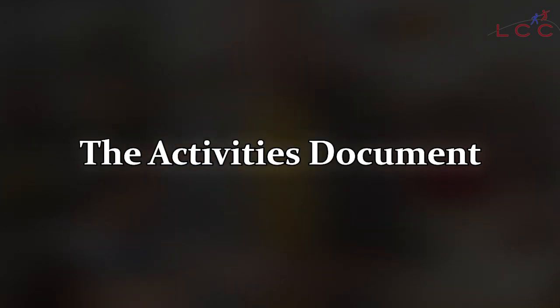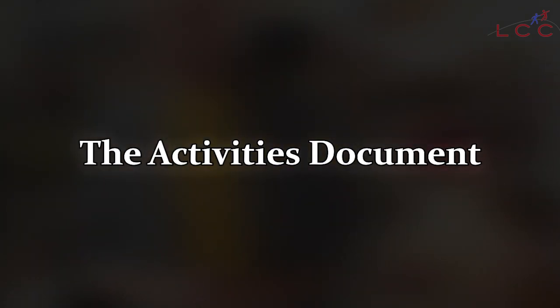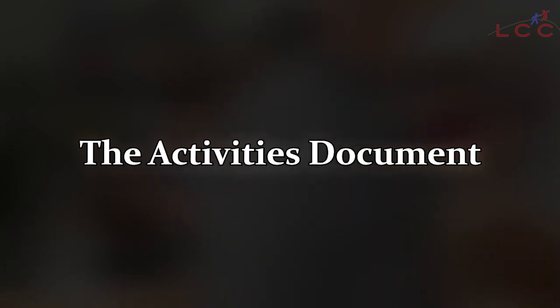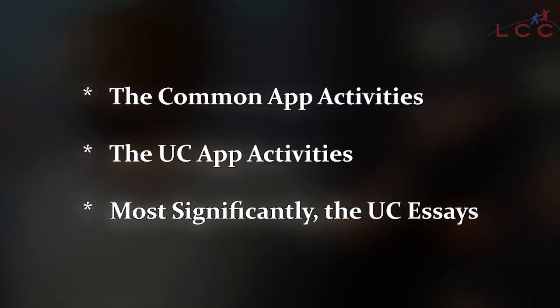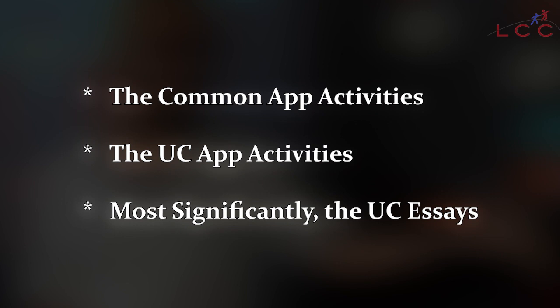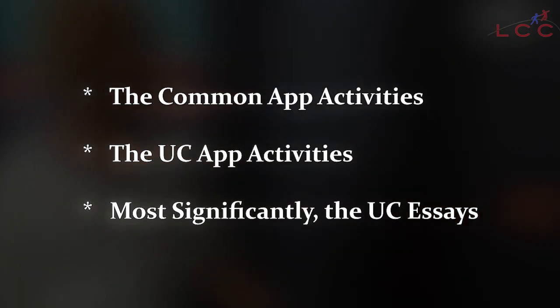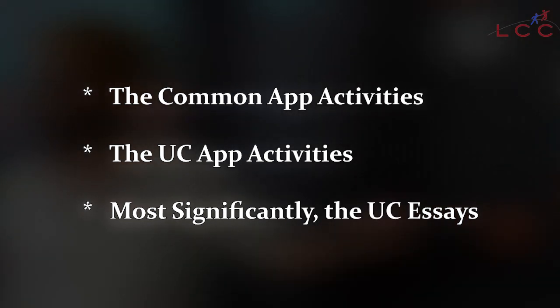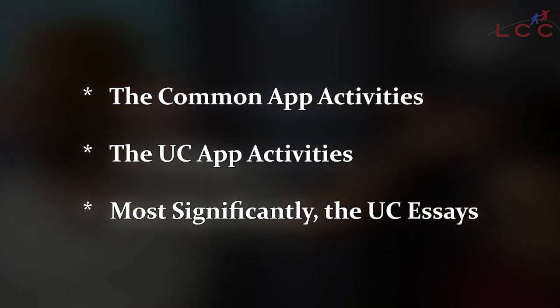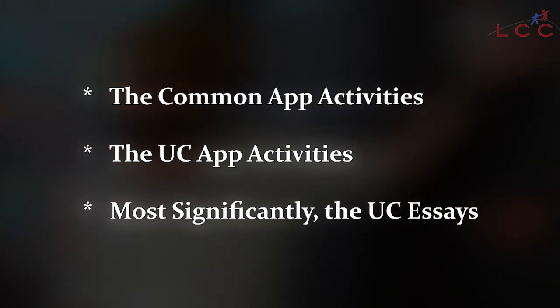That's step 1. The second document that we use to start the process is the activities document, which Jenna has sent out and is mostly completed. The activities document is essentially a collection of what the student has done since the summer after 8th grade, and we use that for at least 3 functions. Number 1, to complete the activities on the Common Application itself. Number 2, to complete the activities on the University of California application. And number 3, most importantly, to start building the University of California essays.